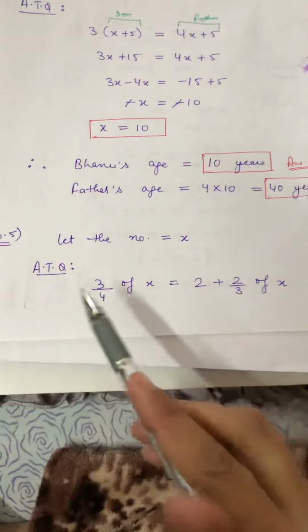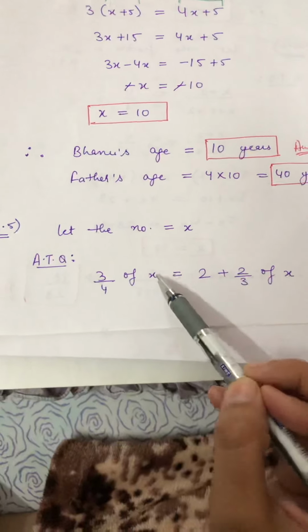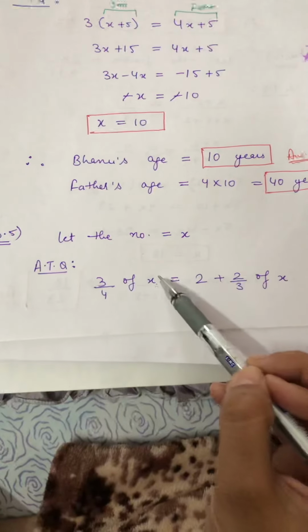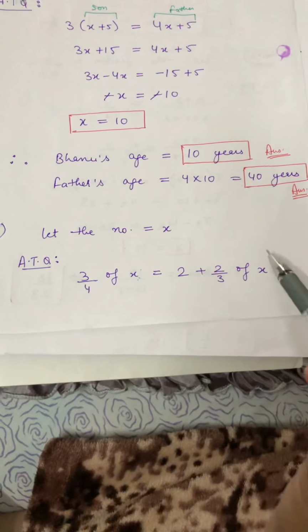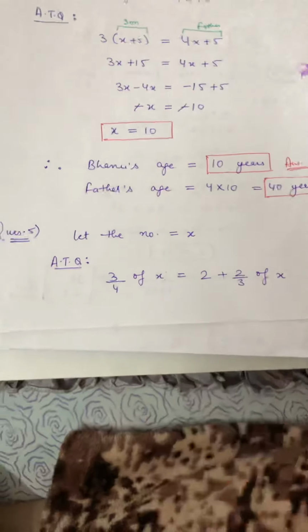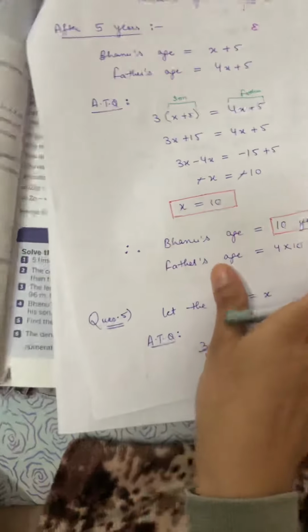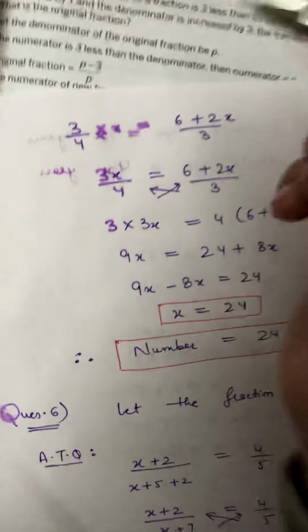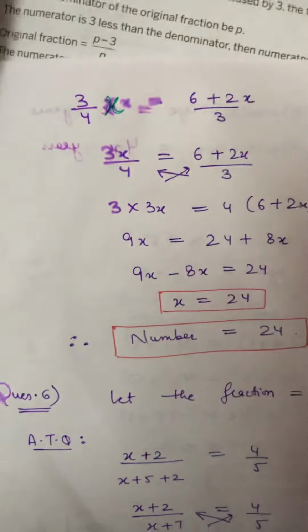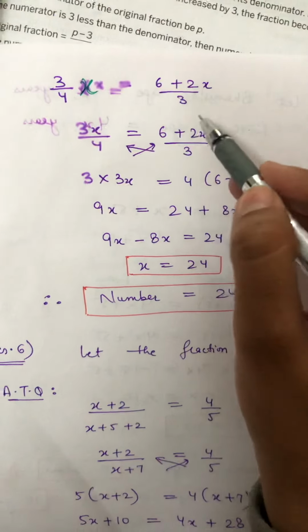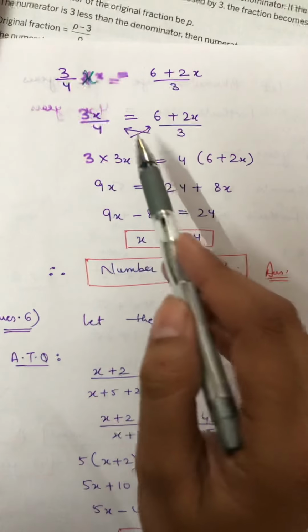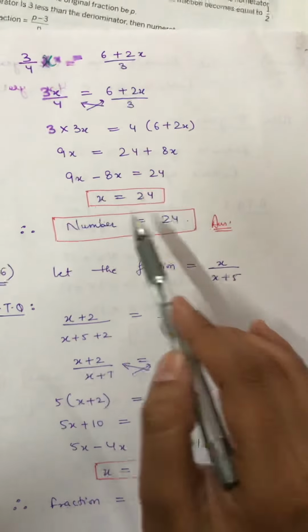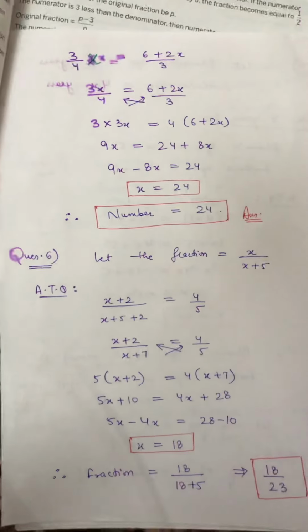What they are saying, 3/4 of a number, let's suppose number is x. 3/4 of a number is 2 more than, means you have to add 2 to 2/3 of the number. In place of 'of', put multiply sign. So 3/4 x is equal to 2 plus 2x upon 3. Take out the LCM, shift this 4 and this 3 to the numerator, multiply it and solve it. X is equal to 24. So your number is 24.